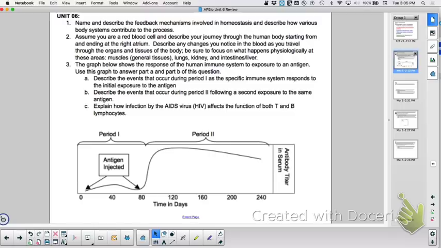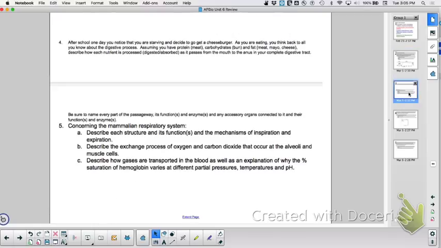All right, and then, oh, this was a mini me question. After school one day you notice that you are starving and decide to go get a cheeseburger. As you are eating, you think back to all that you know about the digestive process. Assuming you have protein, meat, carbohydrates in your bun, and fat, the meat, the mayo, and the cheese, describe how each nutrient is processed, digested, and absorbed as it passes from the mouth to the anus in your complete digestive tract.